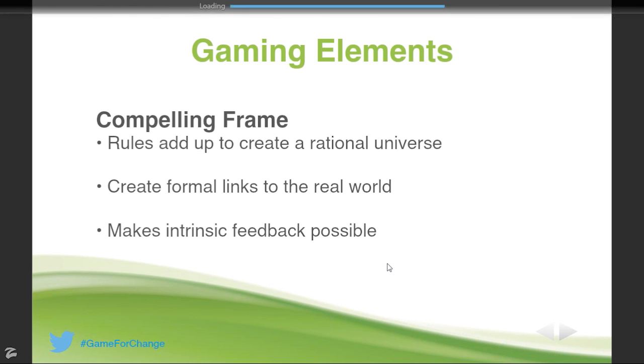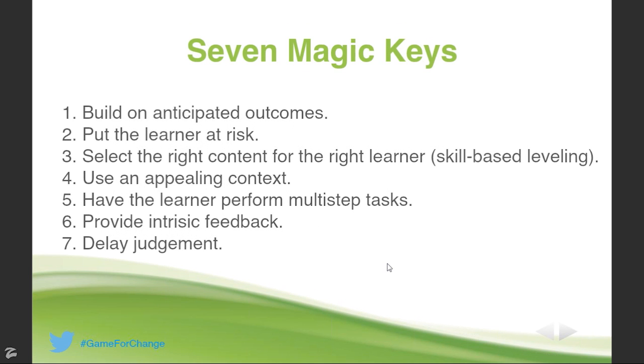I do want to come back to, again, some similarities that I found, and it kind of became striking as I was going through some of these best practices for gaming elements. The 7 magic keys that Dr. Allen has provided in his guide to e-learning. And I hope that you can see the alignment to many of these concepts of games and game designs. So building on anticipated outcomes, putting the learner at risk, setting the right context, skill-based leveling, using appealing context, participating in these multi-step actions, providing intrinsic feedback, and delaying judgment.